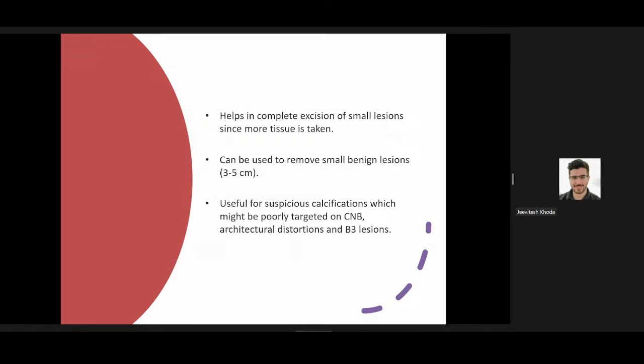Again, because the gauge is more, it's a bigger needle, the risk of bleeding is more in this case. With this procedure, again, it can be easily managed, not a big deal. But in day-to-day practice, we usually use core needle biopsies only, unless there is a specific indication as listed here. Otherwise, the daily practice is to do a core needle biopsy for all lesions.